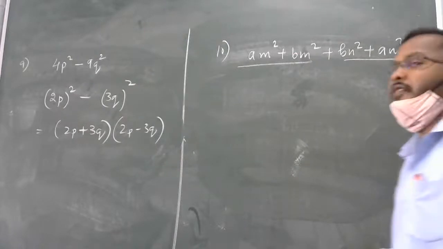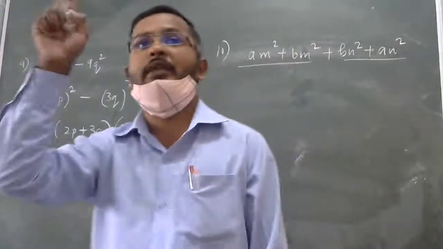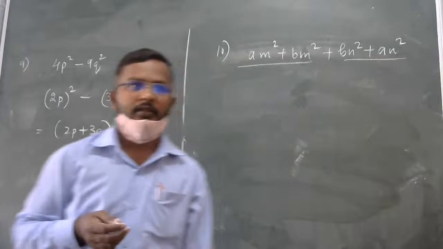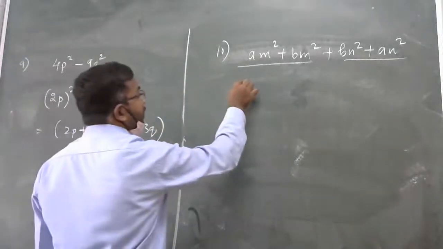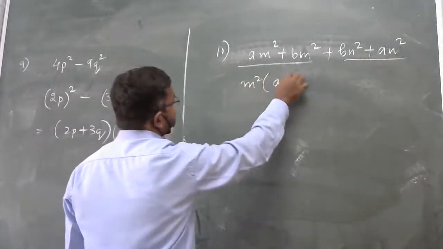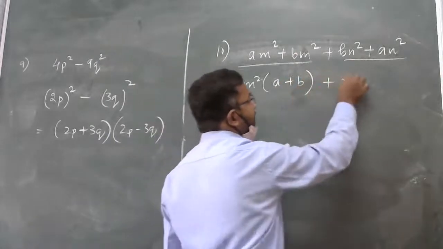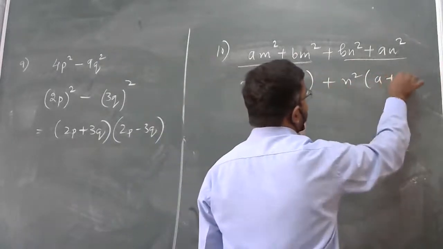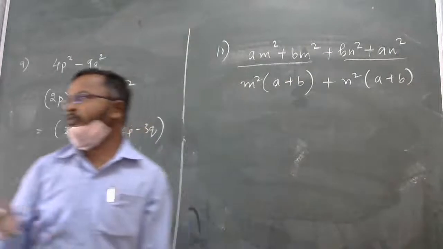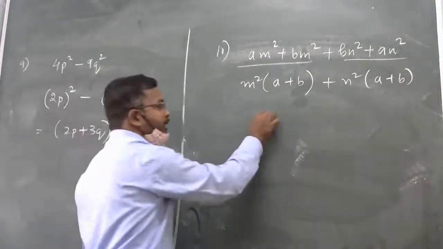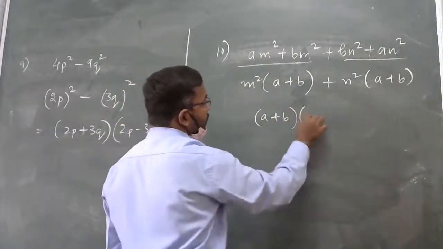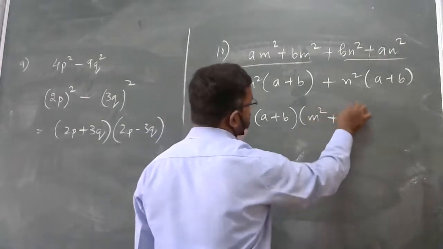If the same terms are not coming, then sometimes you have to interchange the middle terms. So here m square is common, a plus b will be left out, plus n square is common, a plus b, or b plus a, will be left out, that is a plus b only. So a plus b into m square plus n square.